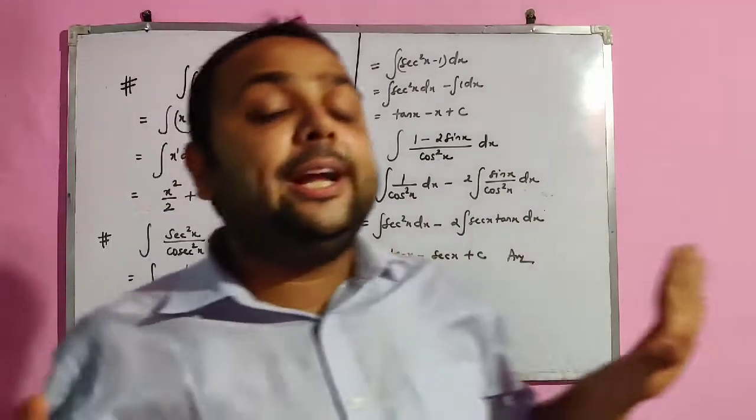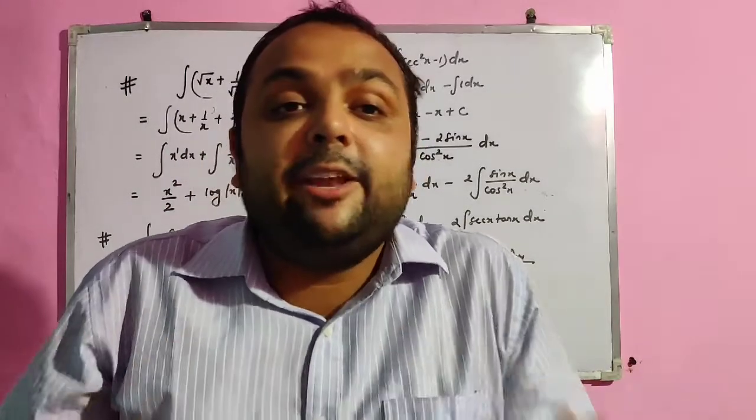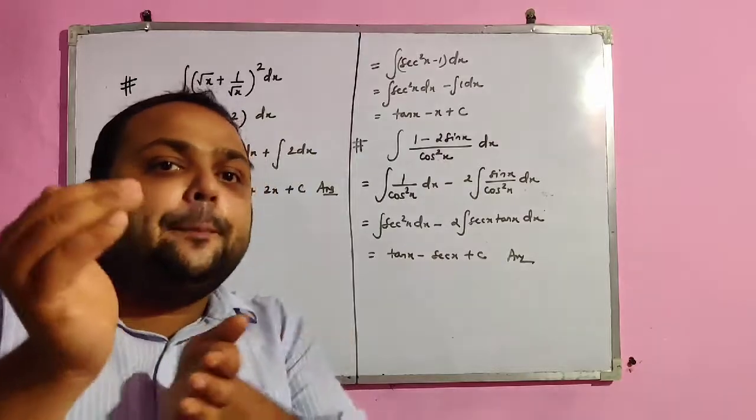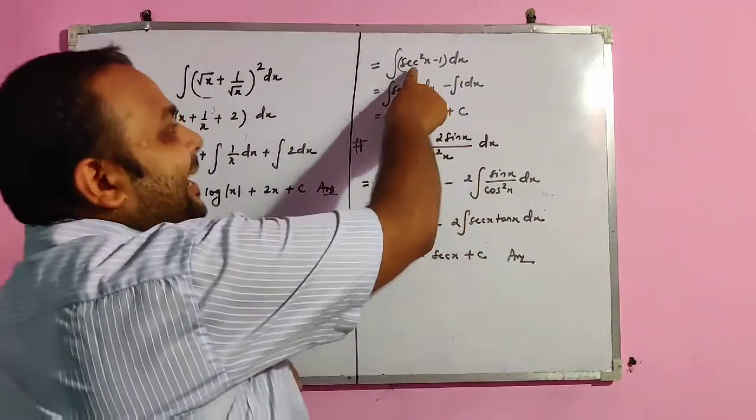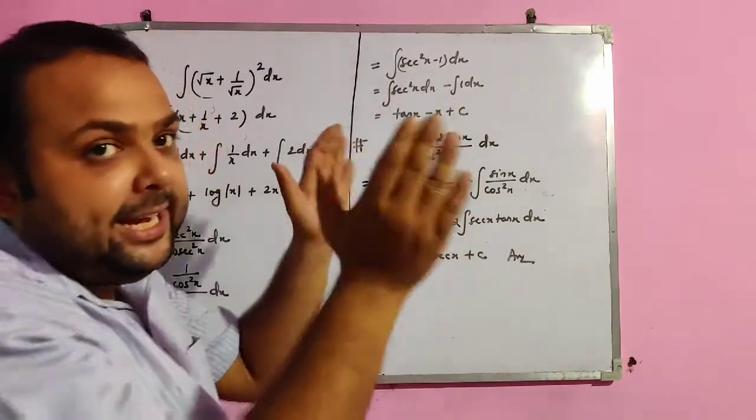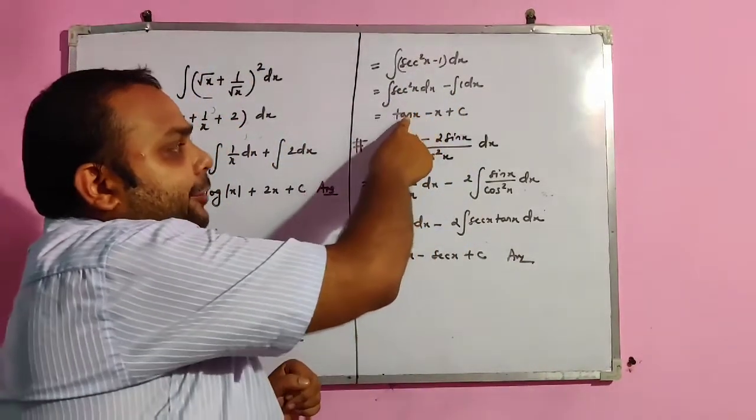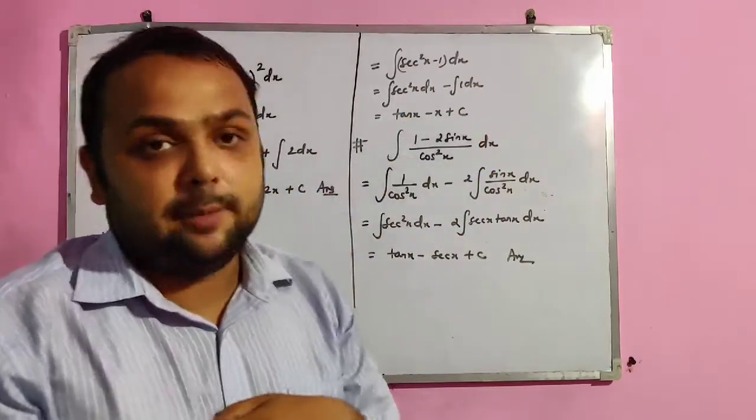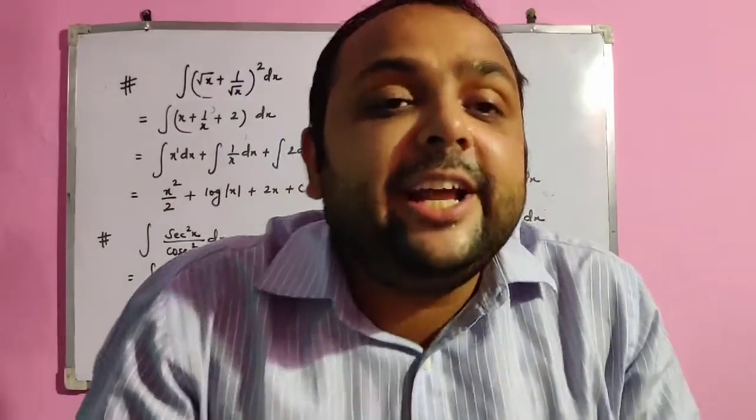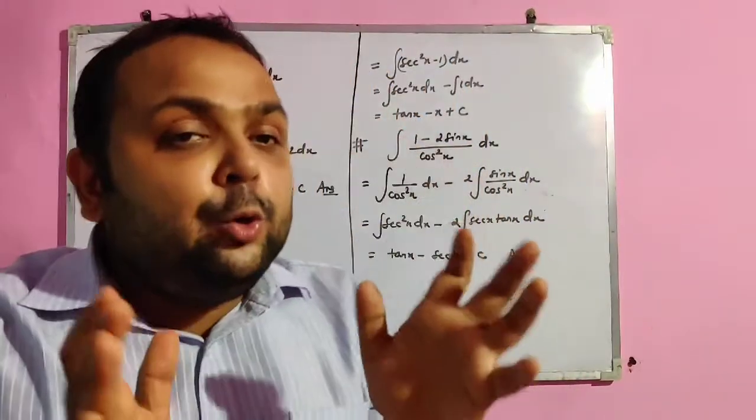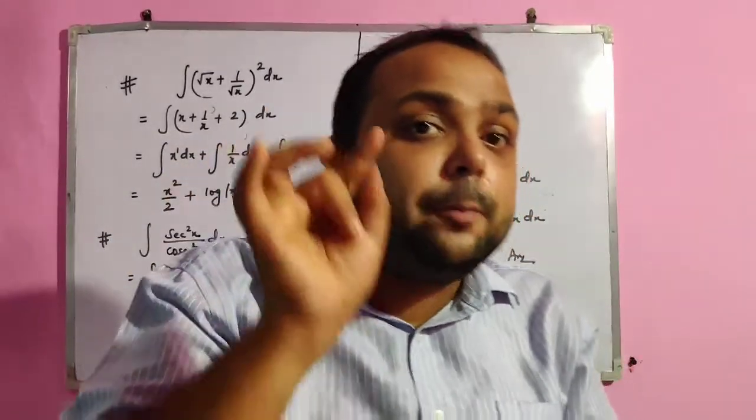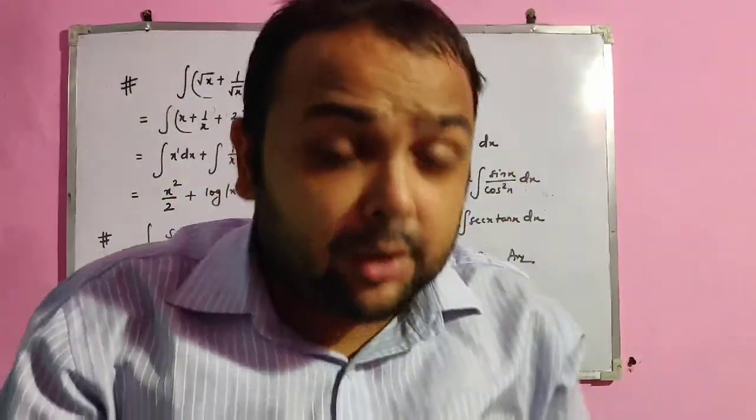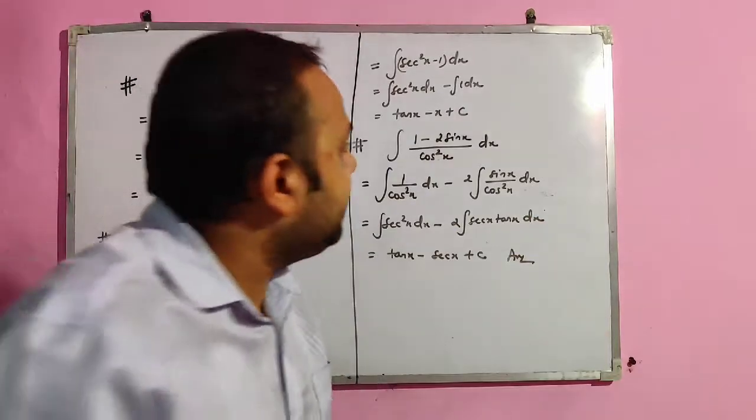Now we don't know the integration of tan square x. We don't have any formula for that. So we split up tan square x as sec square x minus 1, taking individually. For this we have the formula tan x, and for this we have the formula x, and then plus c, because it is an indefinite integral. Whenever you don't have any limits, just put plus c. If you don't put it, marks will be deducted.